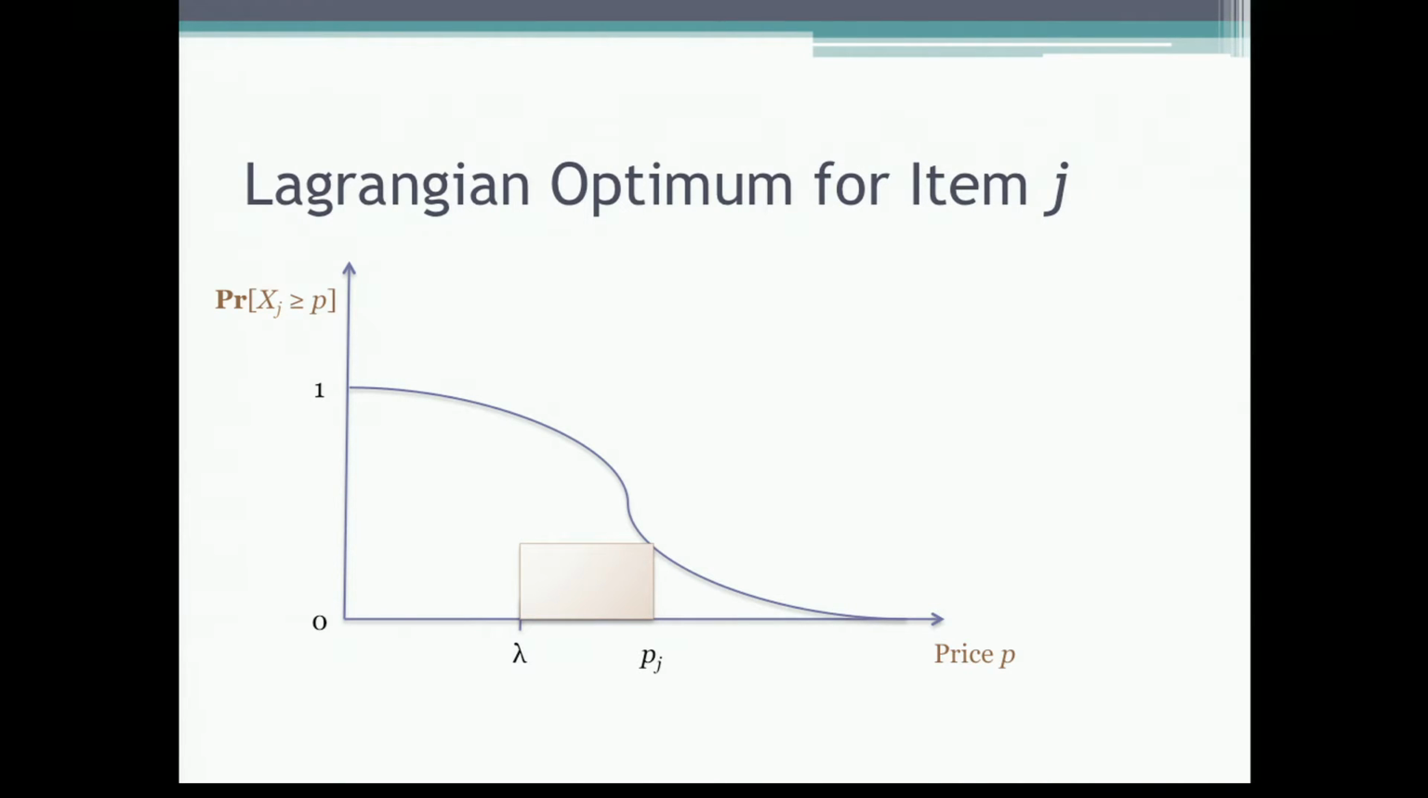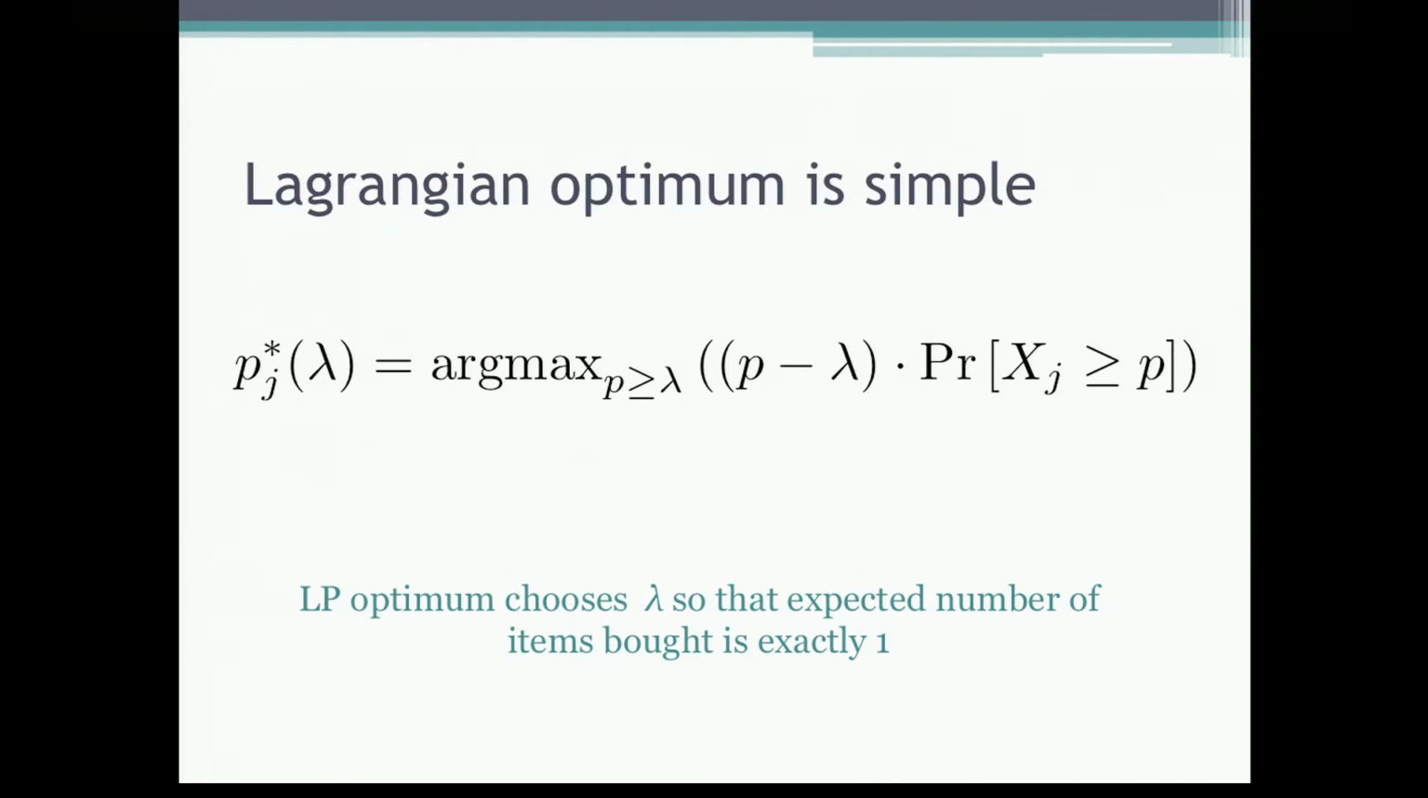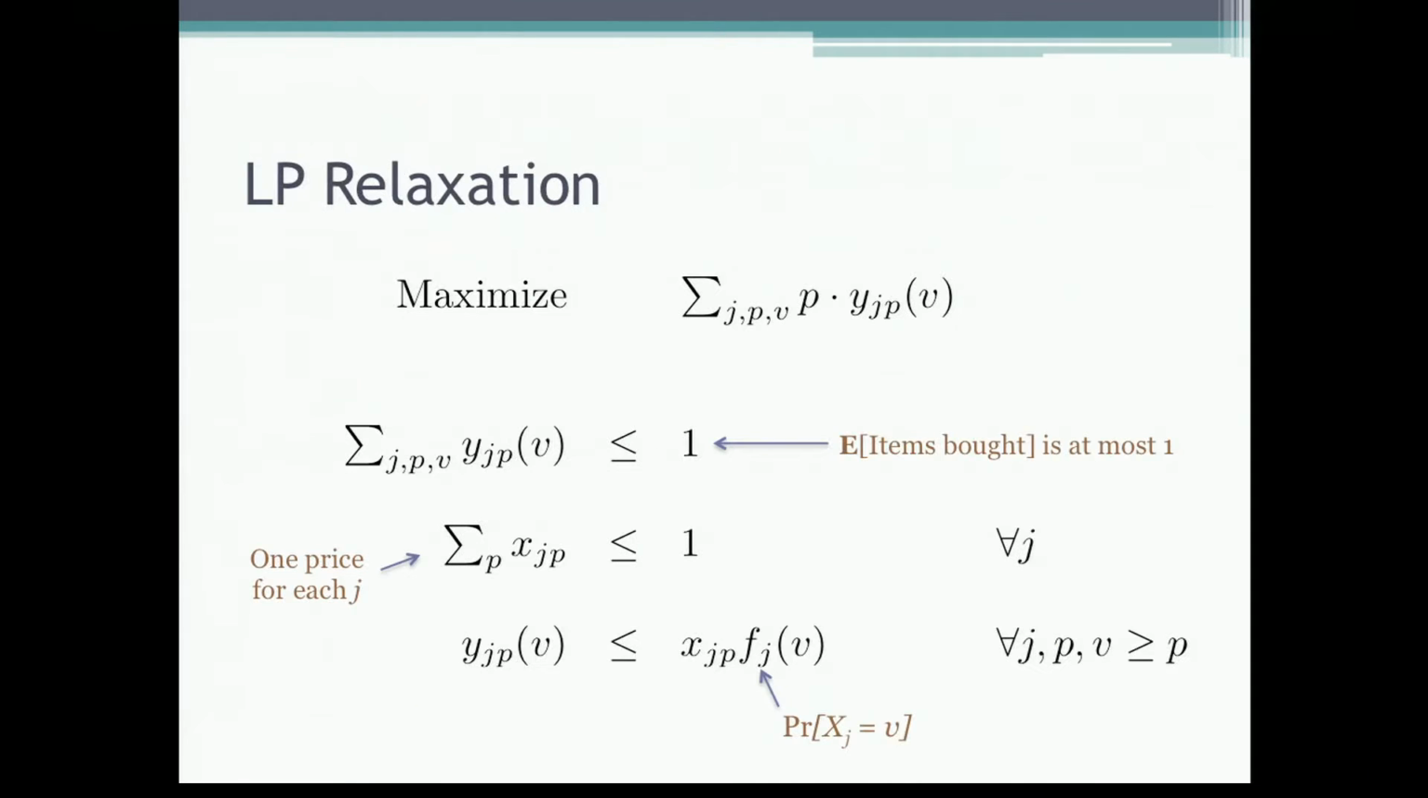So now all you do is find a lambda such that if you take all these prices, the expected number of items bought by the agent is 1. Okay? That's it. Right? So there's a nice closed form for computing these. Given a lambda, there's a nice closed form for computing these prices. And now you just choose that lambda at which this constraint is satisfied, that the number of items bought is 1.